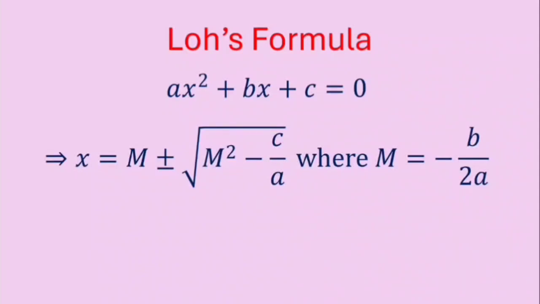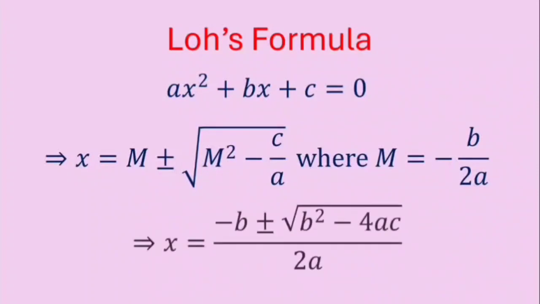And this x equals m plus or minus root m squared minus c over a is actually the quadratic formula, just with the substitution m equals minus b over 2a taken out. If you would substitute that minus b over 2a back into m and put it all over a single denominator, you would get the quadratic equation as it's shown here.